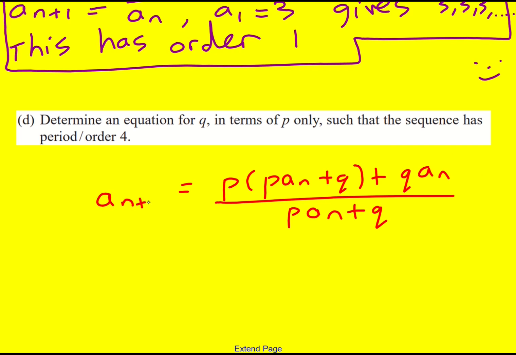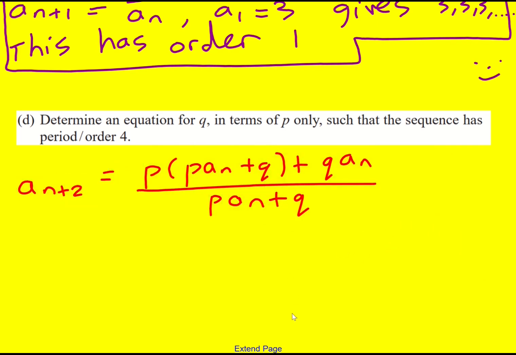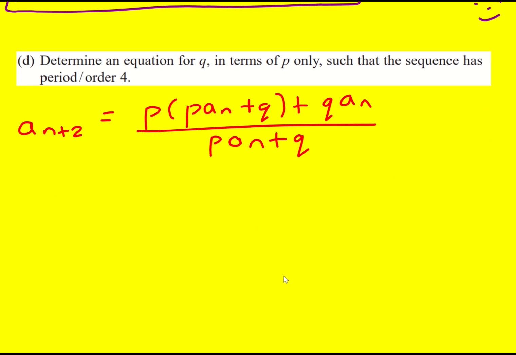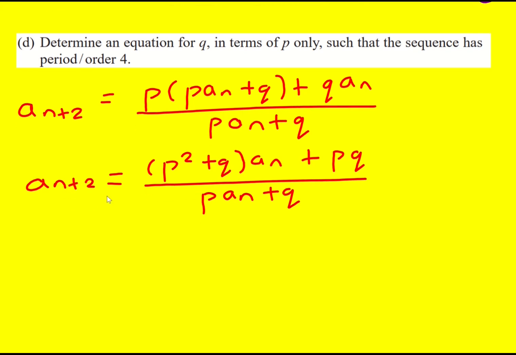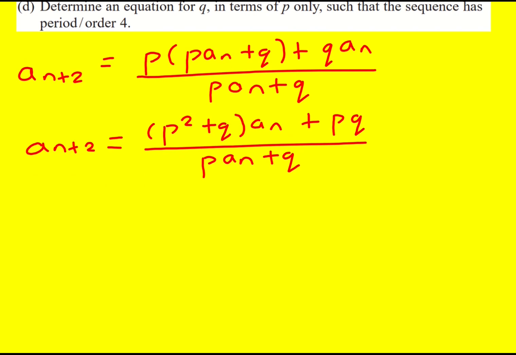So this is a_(n+2), and it's all over a common denominator. The only thing I'm going to do is slightly rearrange it so that I factorize out the a_n at the top. Therefore, it will become (p squared plus q) a_n plus pq, all over p a_n plus q. Okay, so what that means, I mean, this gets complicated. So any kind of thing you can notice that's going to make your life a bit easier, such as this, is really going to help.